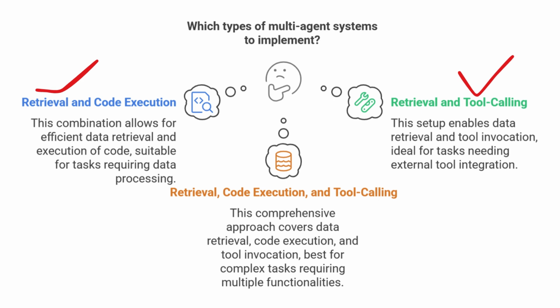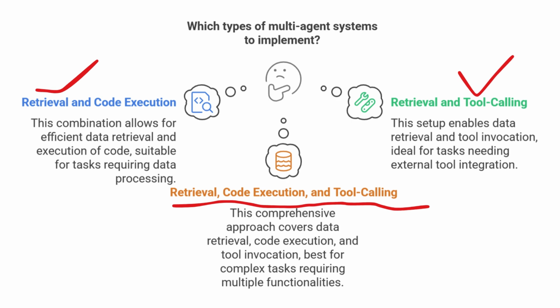This combination allows AI to move beyond just providing information. It can search for relevant data and then act on it, making applications much more useful in real-world scenarios. Combining retrieval, code execution, and tool calling agents.